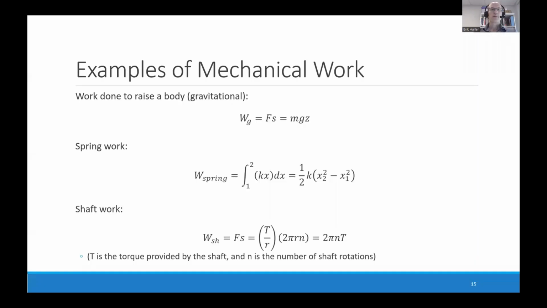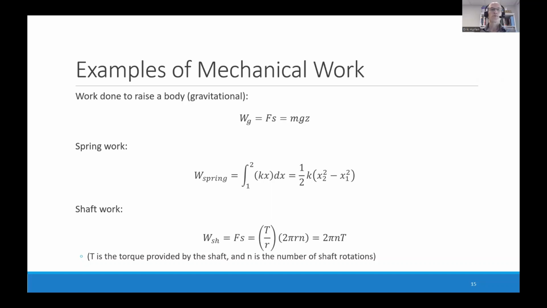The force F can be any force. There are a few common forces used in this class, including gravity, springs, and shaft work. The work done to raise a body in a gravitational field is the same as the change in potential energy, or W sub g equals mgz.